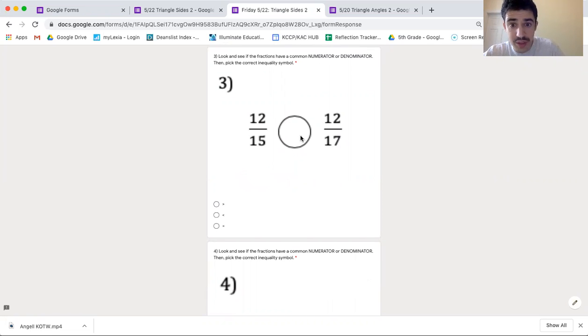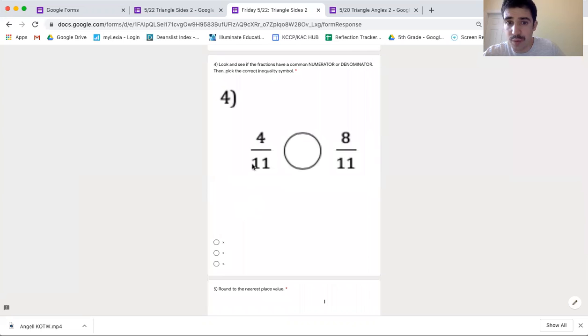Number 3, 12/15 and 12/17. First, I see that my numerators are the same, and I know when I have a bigger denominator, I have a smaller fraction. 17 is greater than 15, which means that 12/15 takes up more of the whole than 12/17. So 12/15 is greater than 12/17. Make sure I mark that right here. I will erase my work.